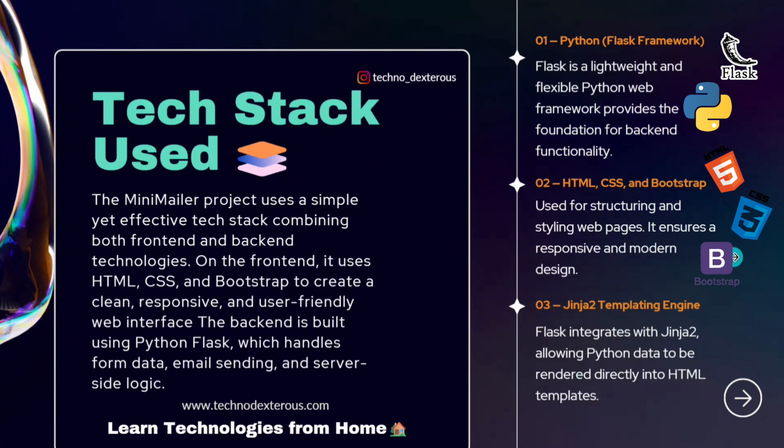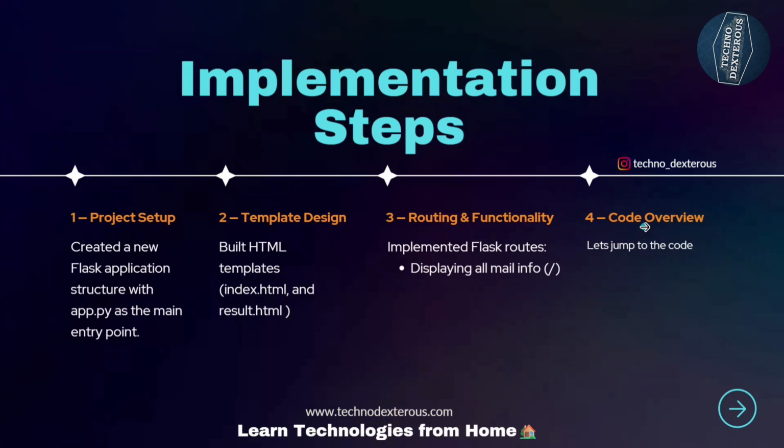Jinja 2 templating. Flask integrates with Jinja 2, allowing Python data to be rendered directly into HTML pages. Implementation steps. First one is the project setup. Create a new Flask application structured with app.py as the main entry point. Second one is template design. Build HTML templates, index.html and result.html.